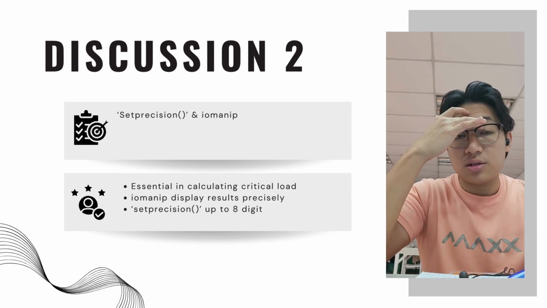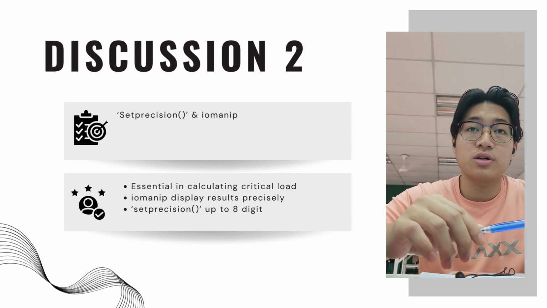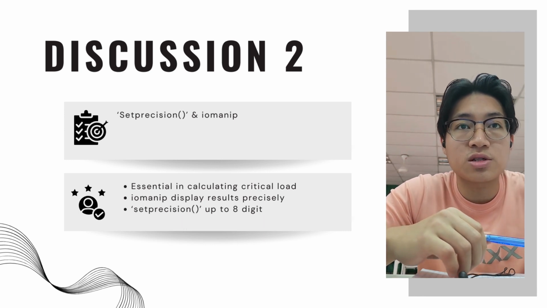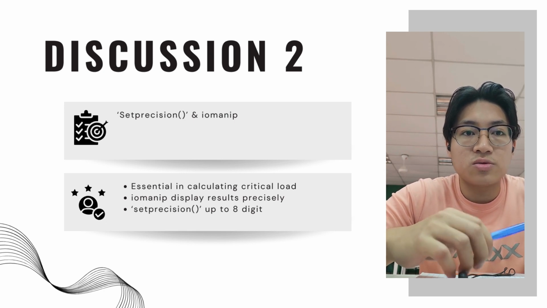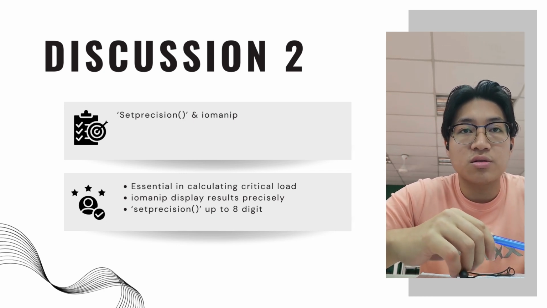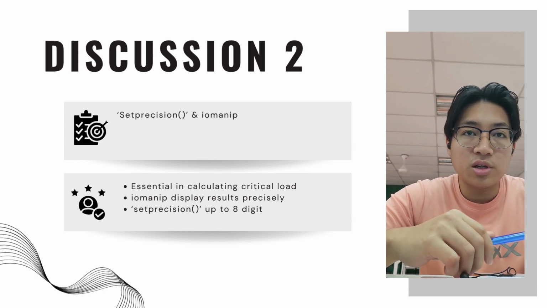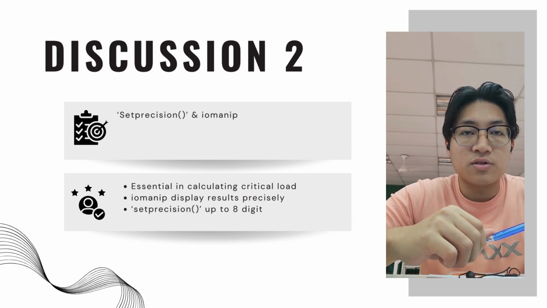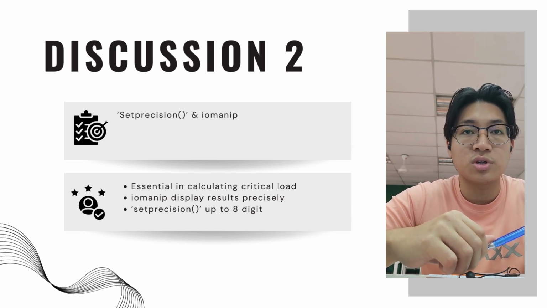The second is the usage of the iomanip header and the function that comes from iomanip, which is setprecision. These two are essential in calculating critical load, because iomanip enables us to display the results precisely, and the function of setprecision is to show exactly how many digits we would like to show. In this case, we show up to 8 digits after the decimal point.